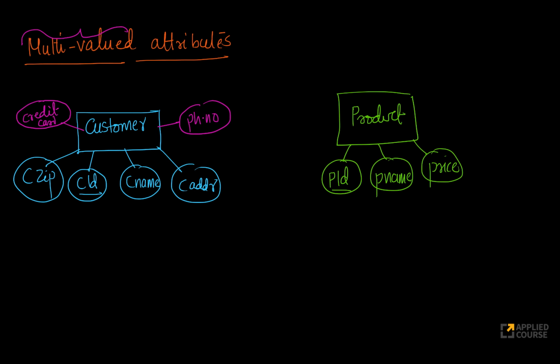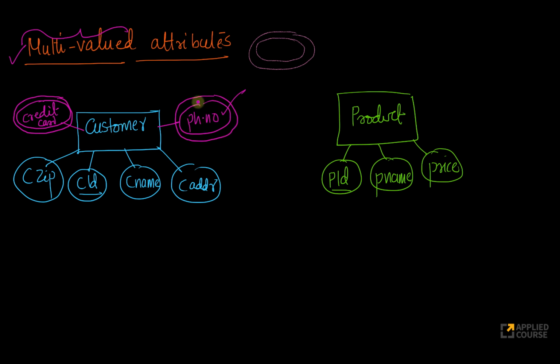So multi-valued attributes are typically represented using two circles like this, like two ellipses or circles. For example, in this case, if I just draw one more circle here, these are basically two circles or two ellipses. By looking at this diagram, I know that for this customer, there can be multiple phone numbers, and multiple credit cards. Very simple examples. Let me not use the underline here, because underline basically implies that it's a key. So I don't want to use the underlining here. This is a multi-valued attribute, which basically means that multiple values will be present for a single customer.